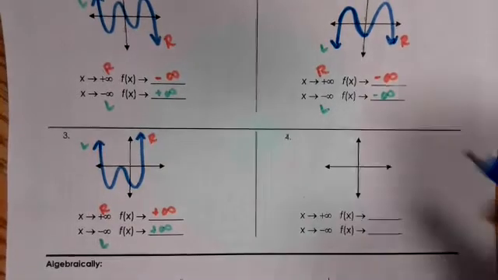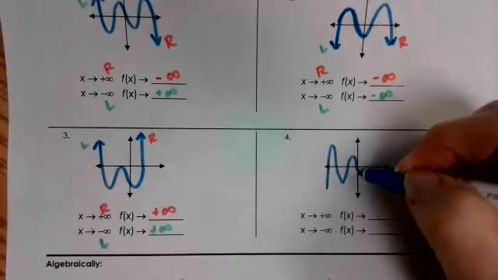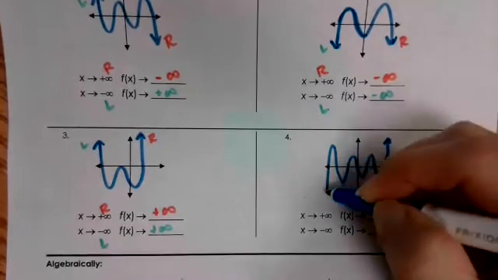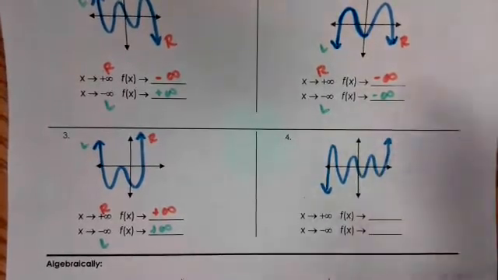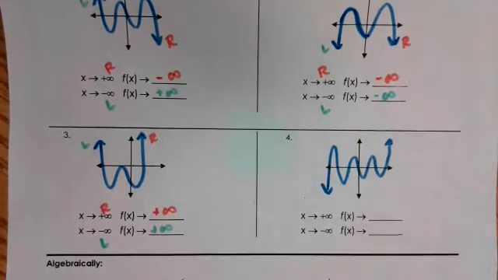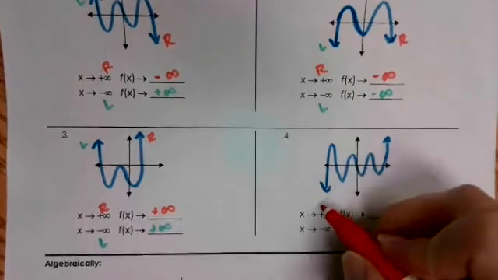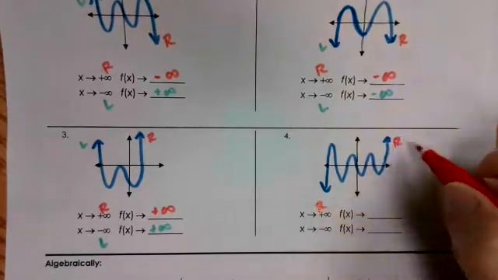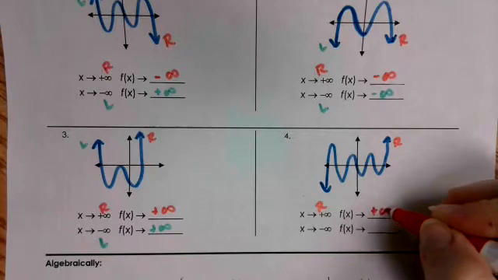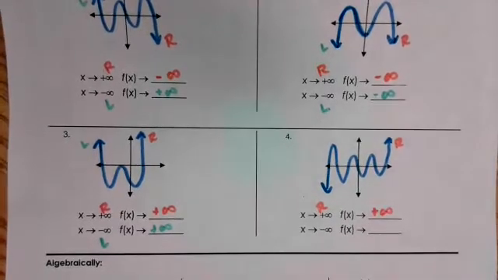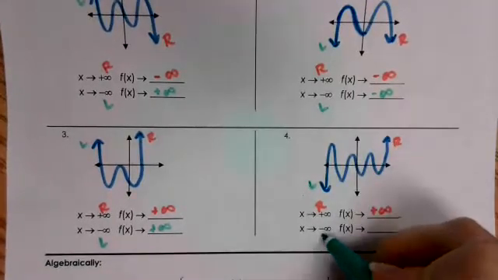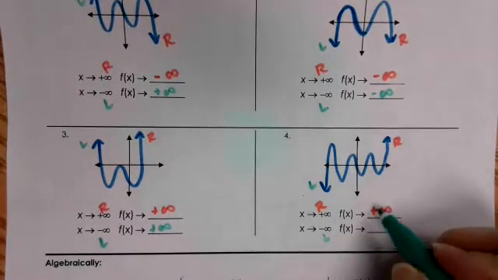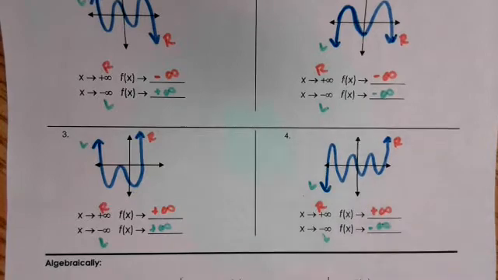All right, and then one more. We'll make this degree 7. So 1, 2, 3, 4, 5, 6, 7. Looking at my degree, as x approaches positive infinity, which would be the right-hand side, is going up, which will be positive infinity. And then if I look at the left-hand side of my graph, as x approaches negative infinity, is going down to negative infinity.